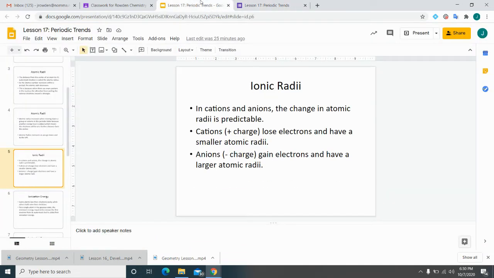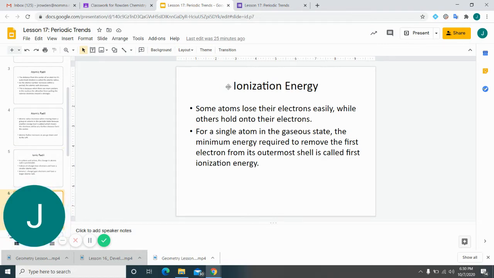Okay, next trend, ionization energy. Now, ionization energy, this basically is how much energy it takes to pull an electron out of the element or the atom. So how much energy does it take to remove an electron? So the more energy it takes, we're saying that means it's harder to remove an electron.